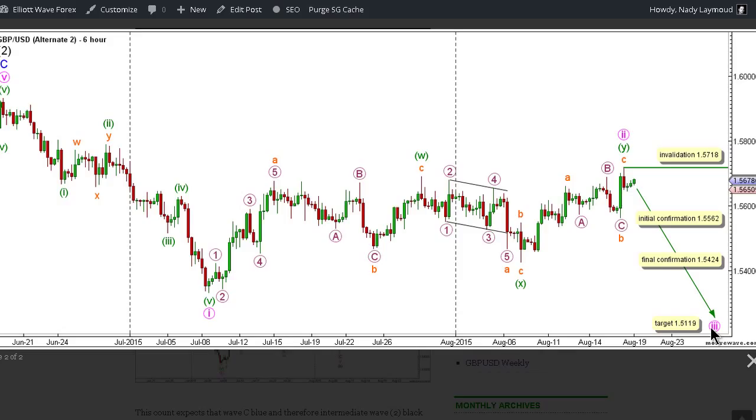So to wrap this up, this week's main count expects cable to unfold toward the upside to complete wave 2 pink, while the alternate count expects that wave 2 pink is complete and that wave 3 pink is at its very early stage.